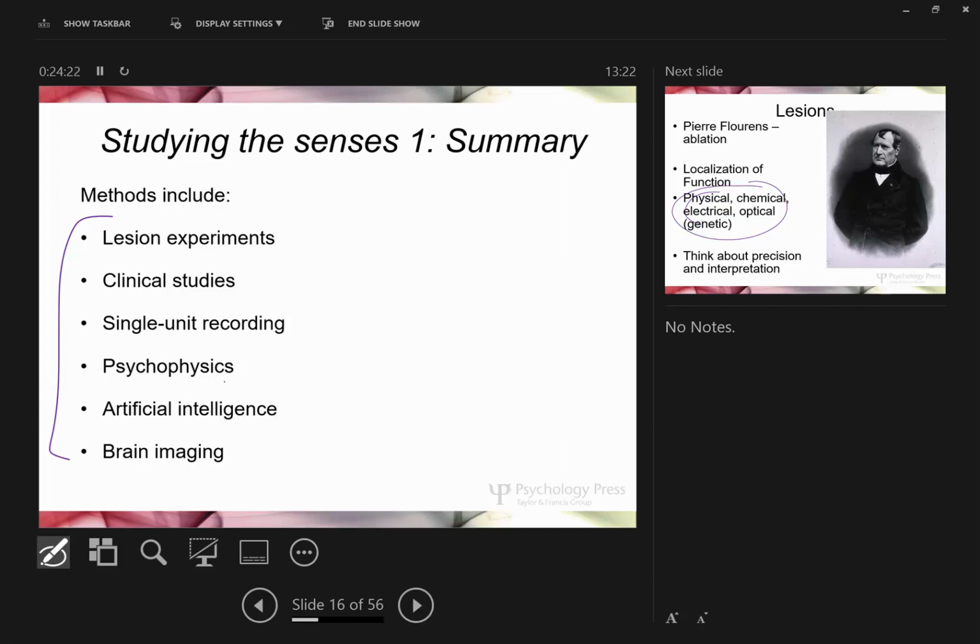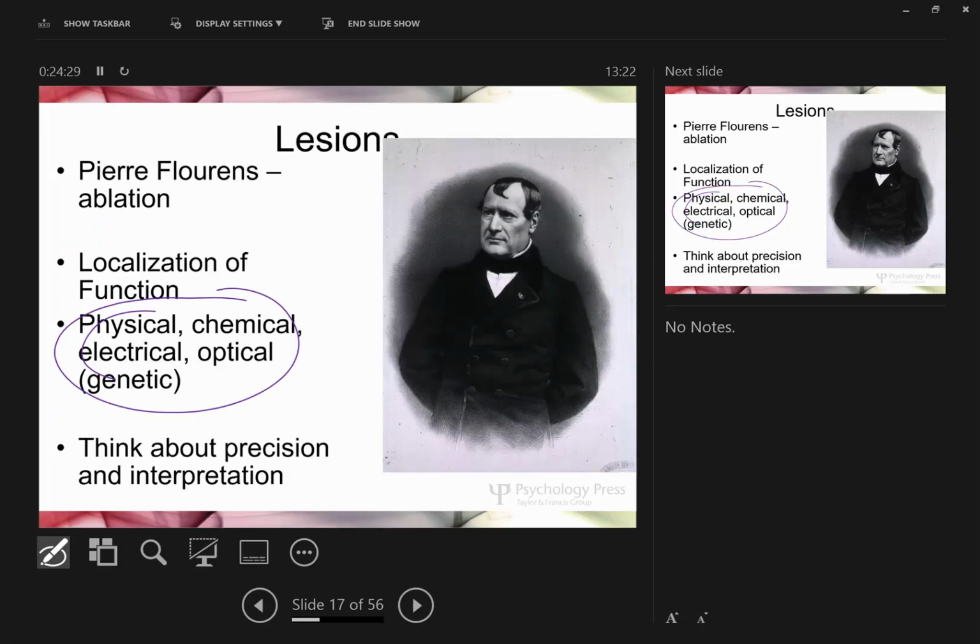Probably one of the more important approaches that we'll think about is psychophysics. Sounds very exciting. It can be quite boring, but it's still an important approach.